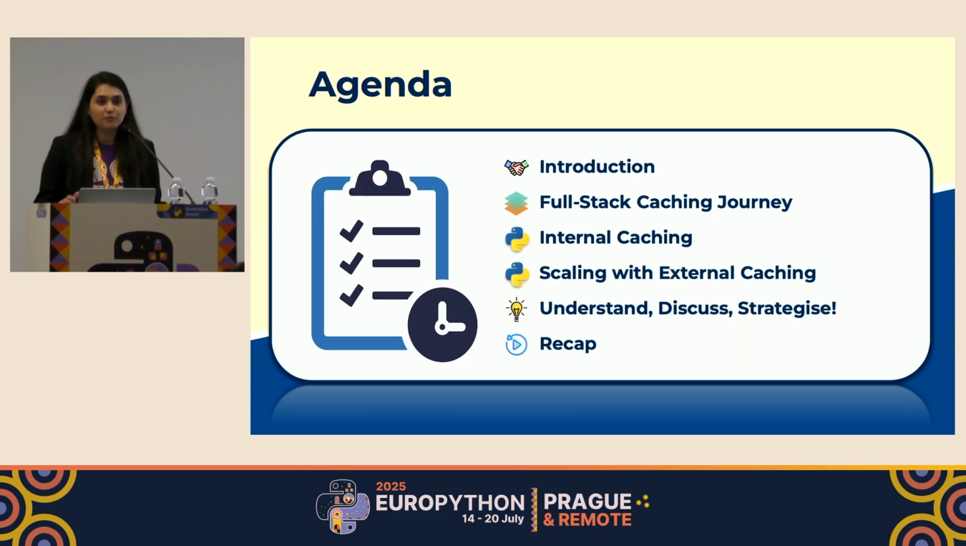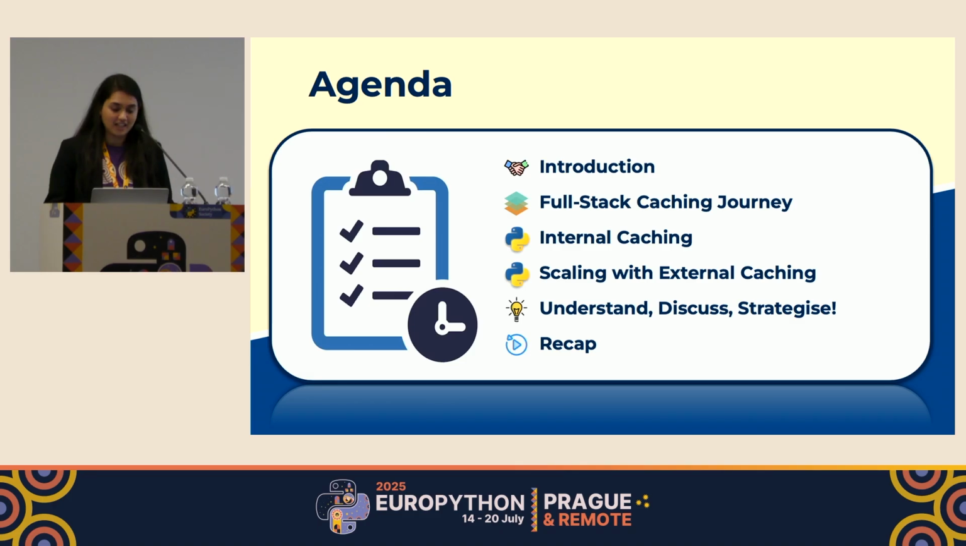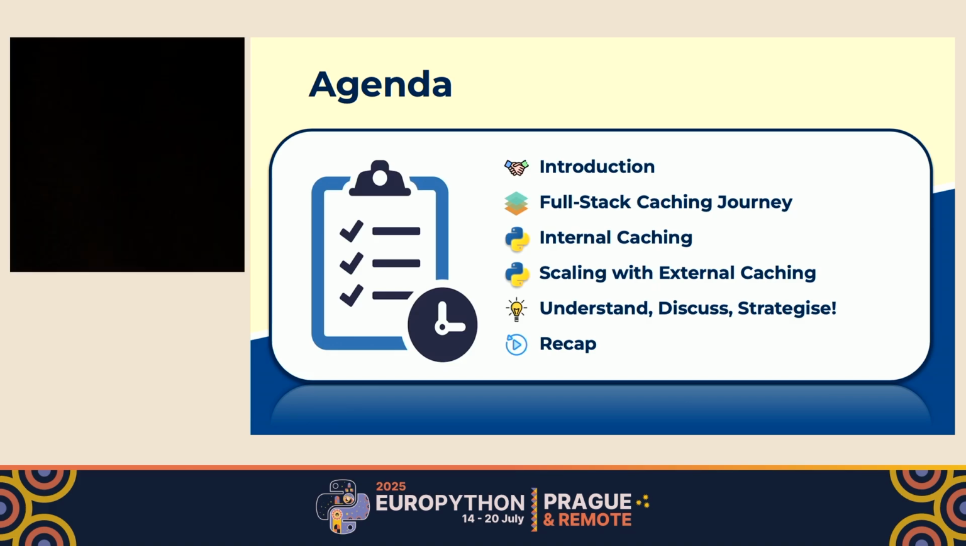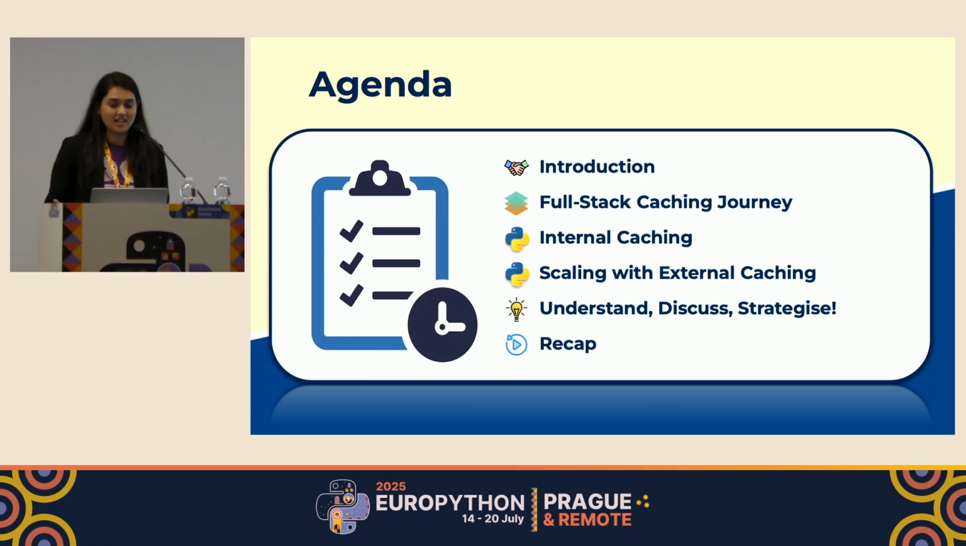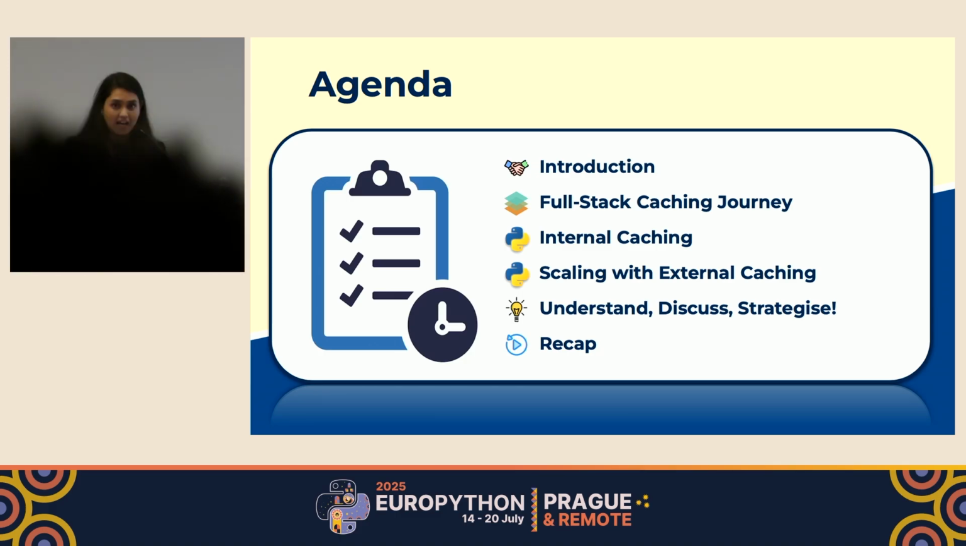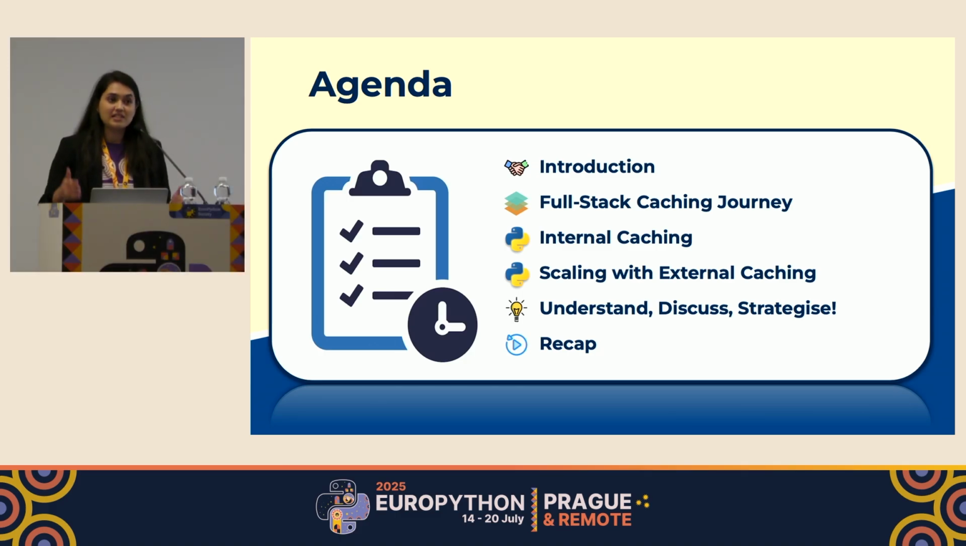So today, we'll first set the stage by discussing what caching is, why it matters, and the goal of this session. Then we'll follow caching through different layers of a full stack system and discover how widespread and versatile it really is. We'll dive into Python's built-in tools for internal caching with some real examples. We'll see where internal caching falls short and where external tools such as Redis step in. All through the presentation, we'll discuss important concepts, approaches, and strategies. Finally, we'll recap and open the session for questions.